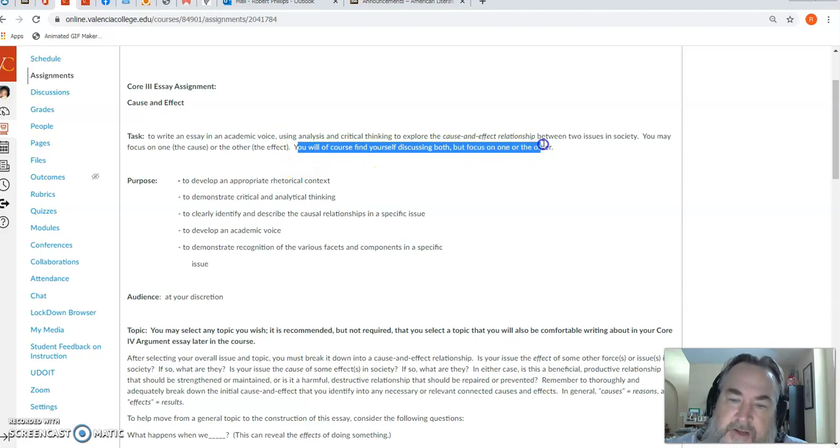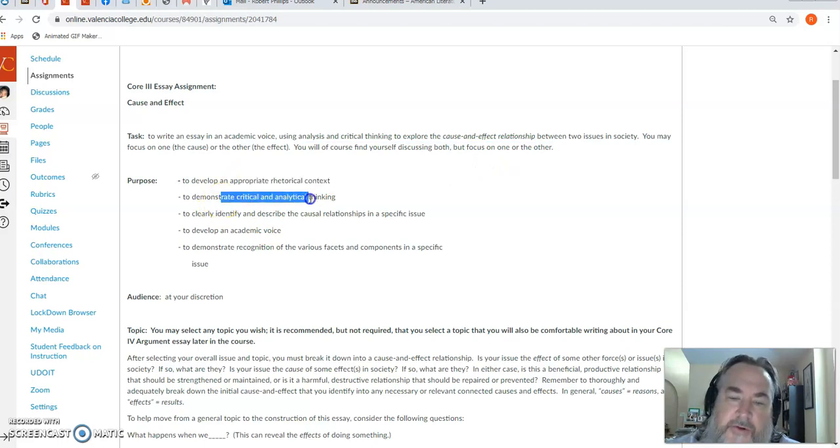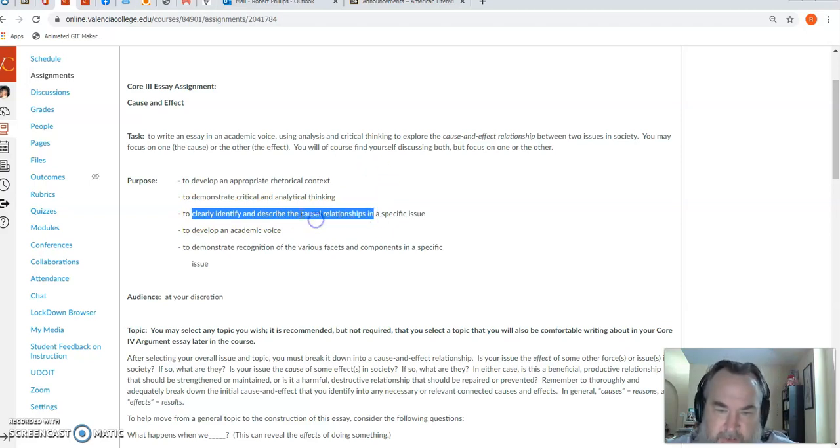You will, of course, find yourself mentioning both, discussing both, but focusing on one or the other. Your purpose: appropriate rhetorical context, your critical and analytical thinking, to clearly identify and describe the causal relationships. And I want to focus on that word. It's not casual. It's not casual relationships. It's causal, having to do with the causes of something or how one thing causes another.